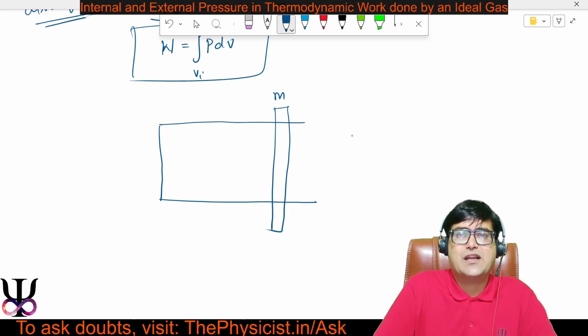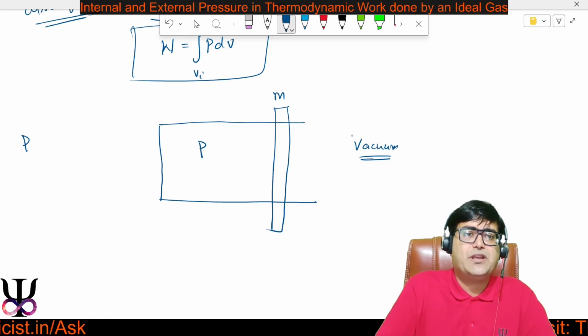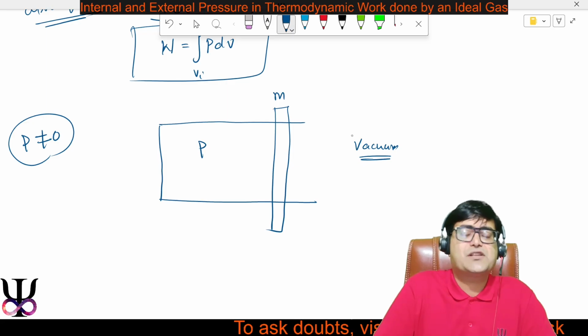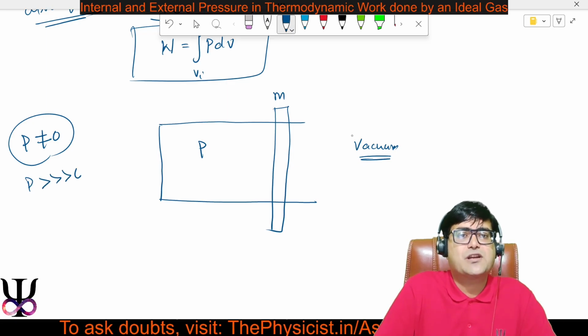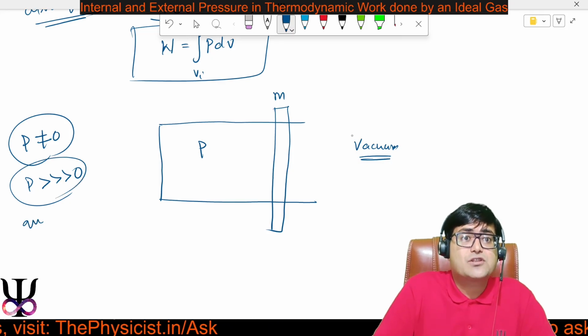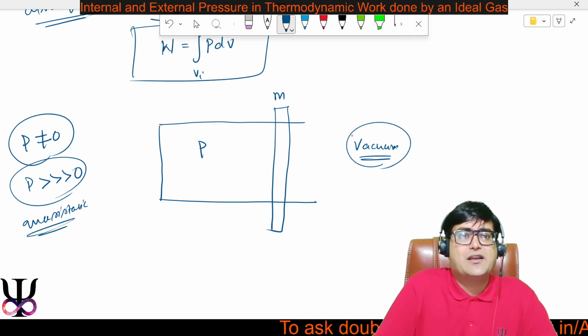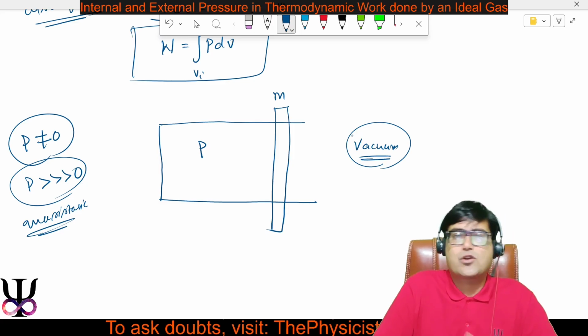Now, understand, there is vacuum, there is internal pressure P, but P is not zero. The internal pressure is not zero. It's not even close to zero. P is much greater than zero, let's say. And it's also given that the process is quasi-static. There is vacuum outside, right? The process is quasi-static. The piston has some mass, whether it's zero or not, we'll consider.